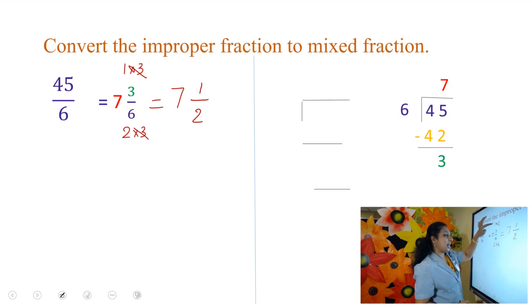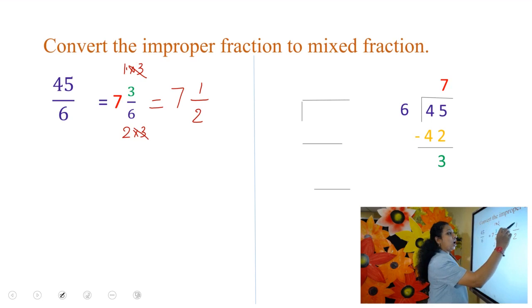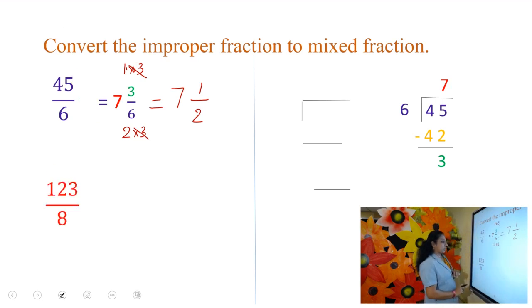So we can cancel the common factor in the numerator and the denominator. We can cancel these 3 in both cases. So what is left? 7 and 1 by 2. Understood? Next question. 123 divided by 8.